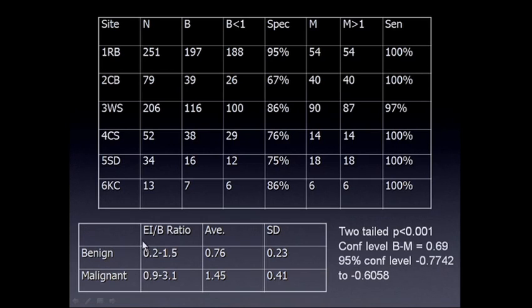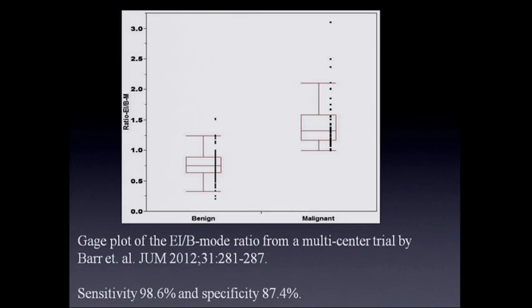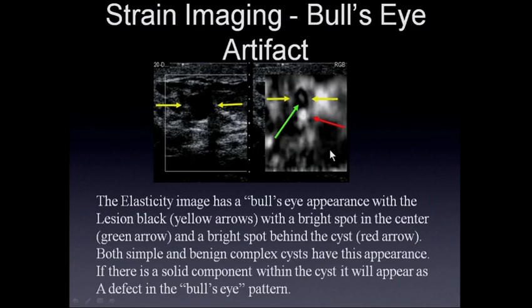If we look at the strain to B-mode ratios in benign lesions, it ranged from 0.2 to 1.5 with an average of 0.76. The malignant lesions had a strain ratio of 0.9 to 3.1 with an average of 1.45. And these levels were significantly different from each other with a two-tailed p-test of less than 0.001. This is the gauge plot of our data, and you can see that all of the malignancies, except for a few, had a ratio of greater than 1.